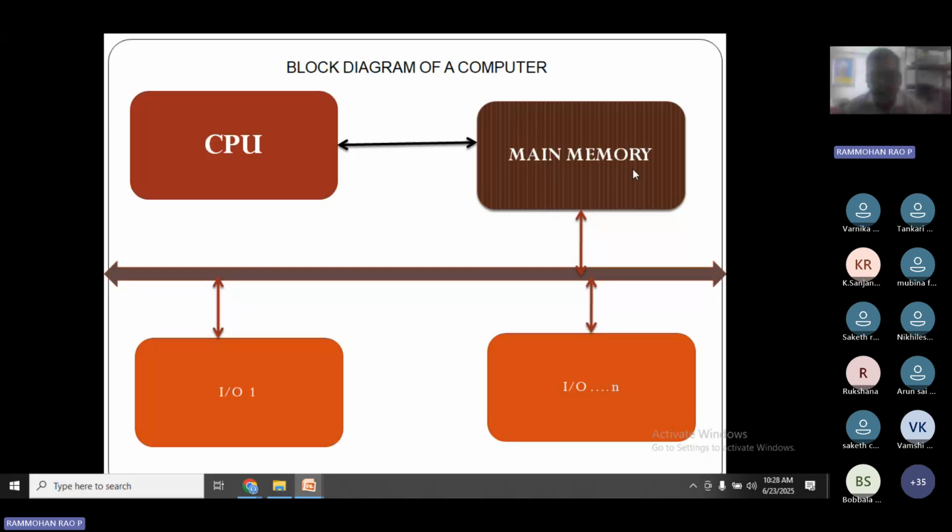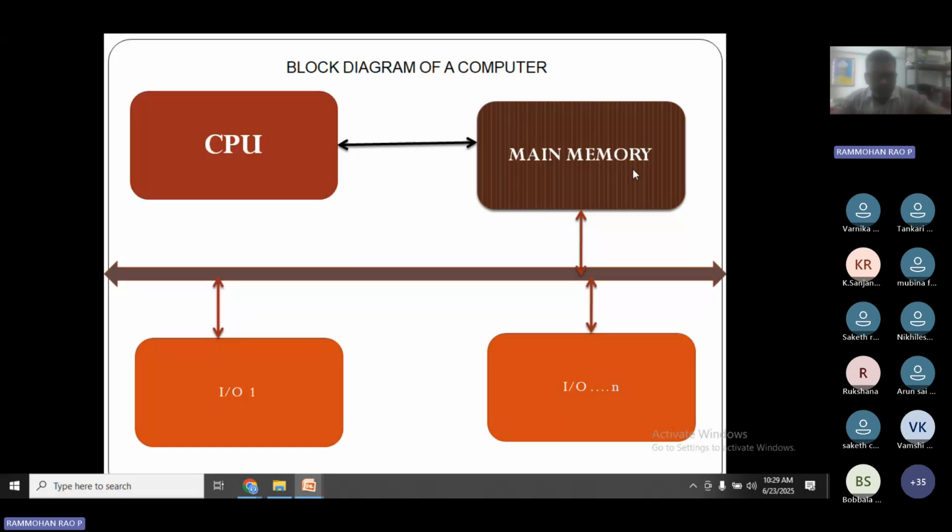Main memory will not do any processing. Main memory will only store data and programs which can be accessed by the CPU. And the CPU will write the results of your program back to main memory only. So main memory is not involved in any execution part. Main memory can't process anything. Main memory is only a storage device, a place where data and programs are stored or created.